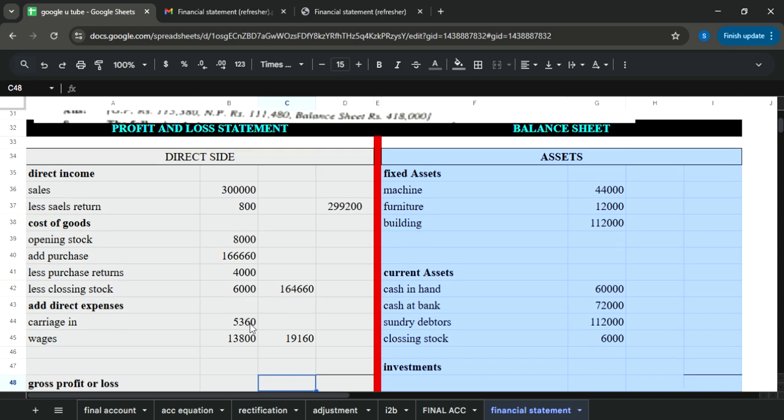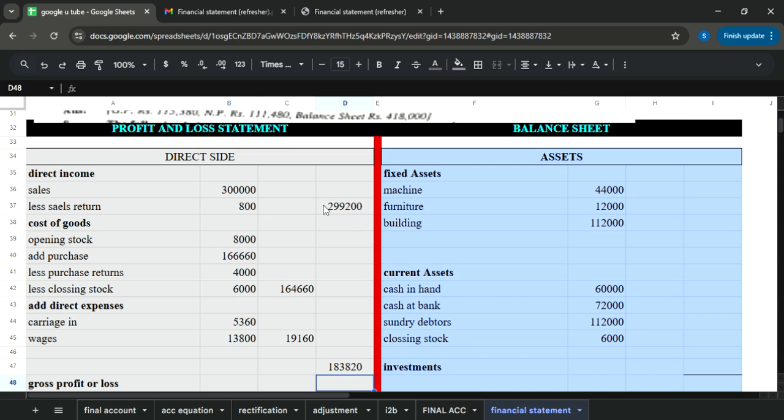direct expenses. Look what we have done. This is your cost of goods sold. Stock plus purchases minus closing stock. This is total cost. You are adding direct expenses. Finally, we are ready to see total cost and direct expenses, 19160.